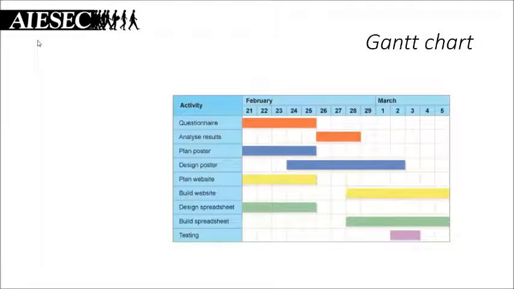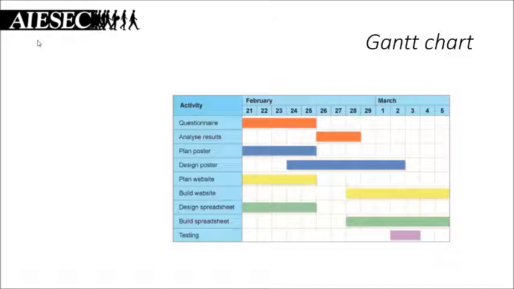The most common project scheduling tool is the Gantt chart, which is a bar chart that illustrates the start and finish dates of different activities in the project. As you can see on the picture, for example, the first row is putting together a questionnaire, and the activity starts on the 21st of February and ends on the 25th. So on each row is an activity and the time when it will happen. And in your Gantt chart, it should also have the person who is responsible for delivering this action.